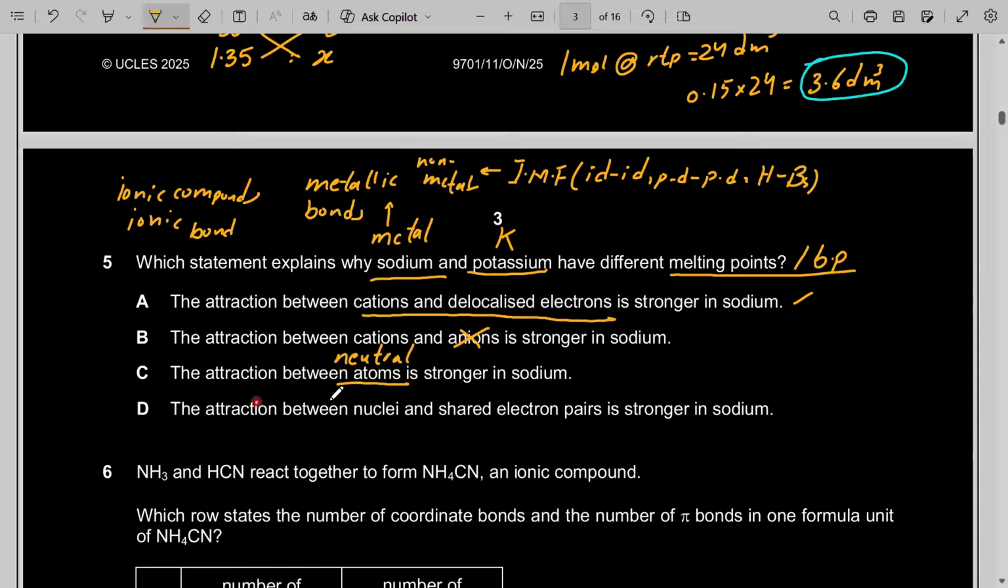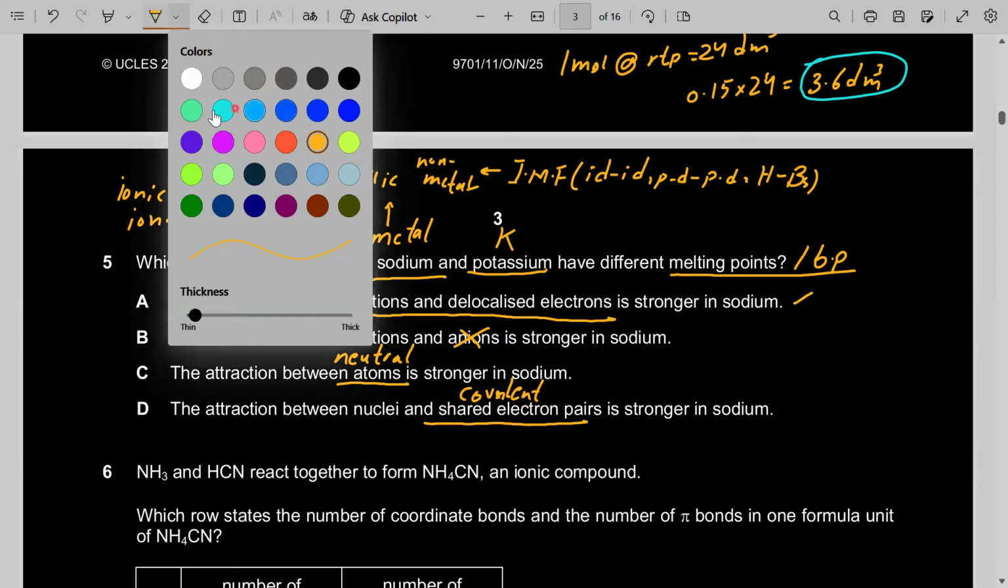And the option D, the attraction between nuclei and shared electrons is stronger in sodium. So there is no kind of covalent bonding. This sentence means covalent bond, but there are no covalent bonds in the metals. So that is also wrong. So that's why the only correct option becomes the A option.